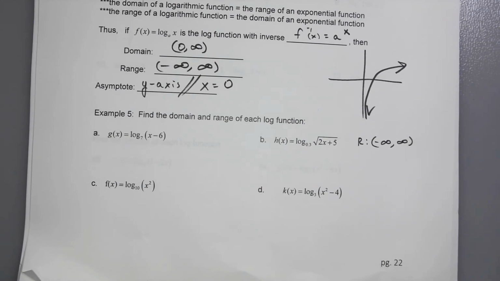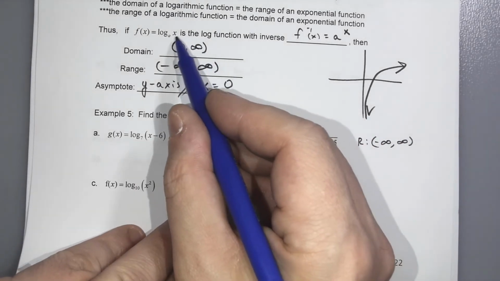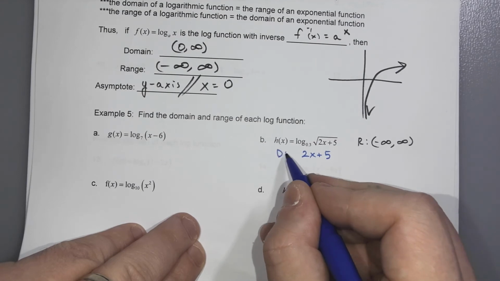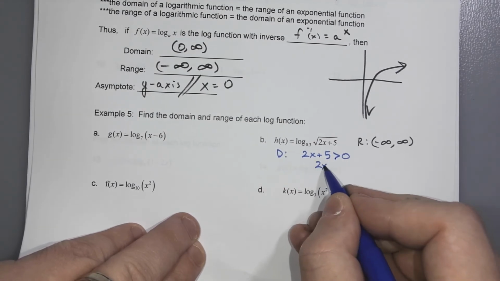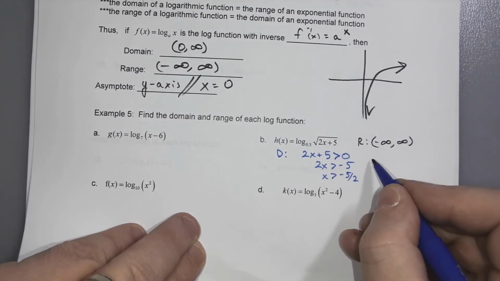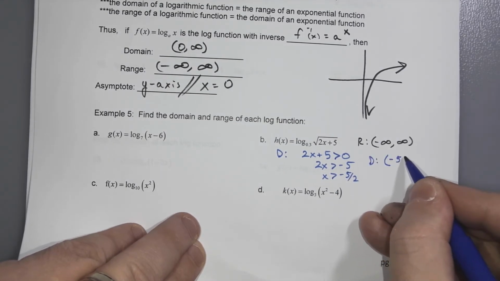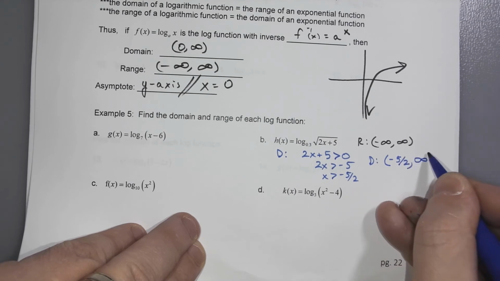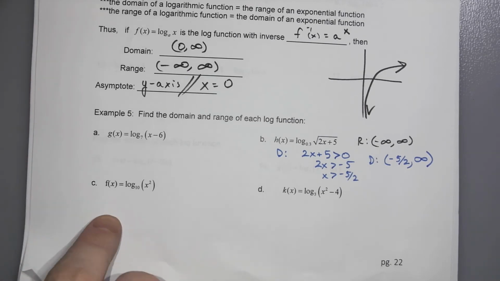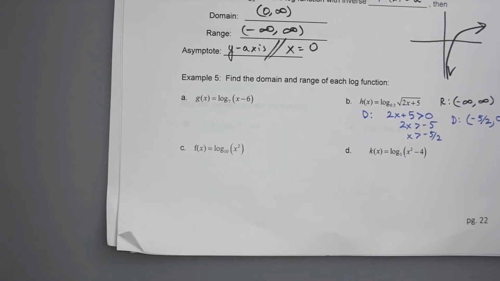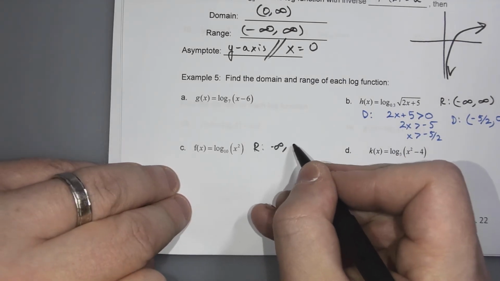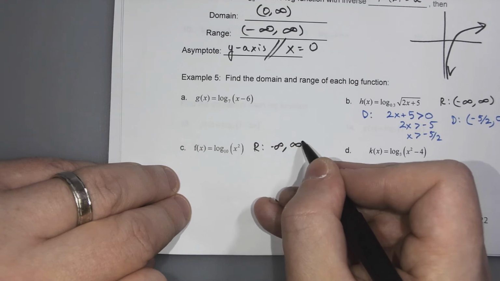The domain needs a little work, because we need to make sure that we're only sticking in positive numbers. So I need 2x plus 5 to be bigger than 0, 2x to be bigger than negative 5, x to be larger than negative 5 halves. So my domain is negative 5 halves up to infinity. Okay. For C, range, that's the easy part. The range is negative infinity to infinity.